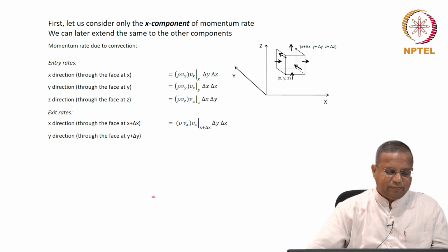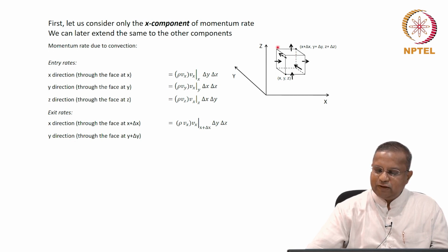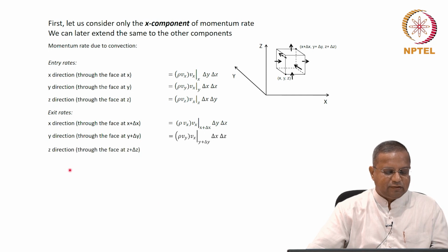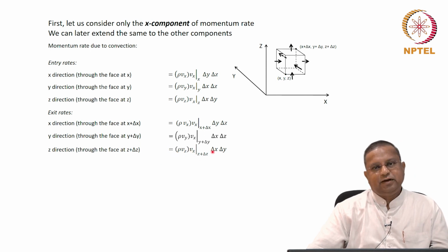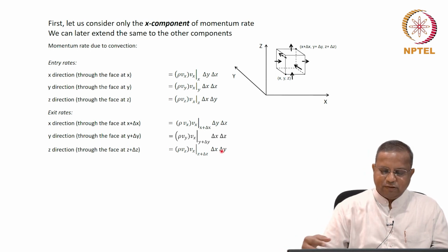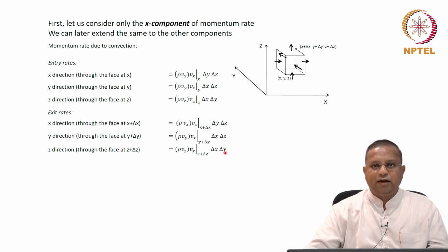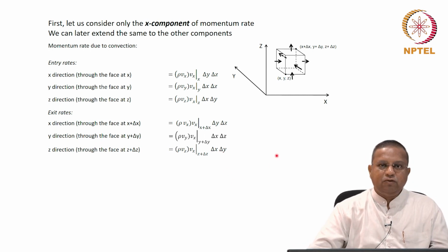You would have obtained in the y direction, the exit rate through the face at y plus delta y, that is this, is nothing but rho vy vx at y plus delta y times delta x delta z. And in the z direction, through the face at z plus delta z, it equals rho vz vx at z plus delta z times delta x delta y. Hopefully you would have gotten this. If there is some confusion, please write back to me. I'll clarify the doubt on a one-on-one basis.